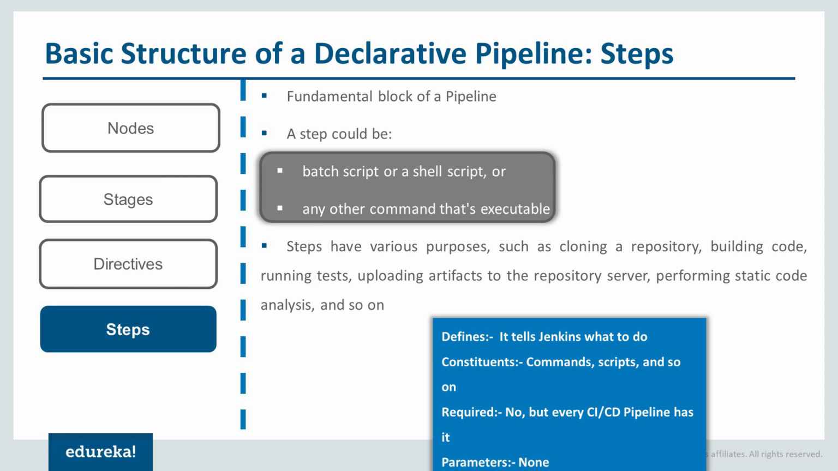Then finally, you have steps, which is the fundamental block of a pipeline. Steps is where the actual execution takes place. It could be a batch script or a shell script, or any simple executable command. Steps have various purposes, such as cloning a repository, building code, running tests, and uploading artifacts. Any kind of steps we have been working with so far in Jenkins, you define within the steps block. This is the one which tells Jenkins what needs to be done.